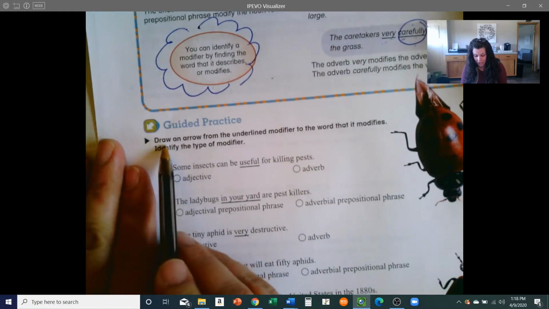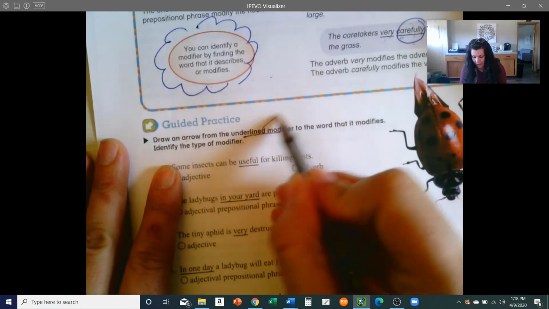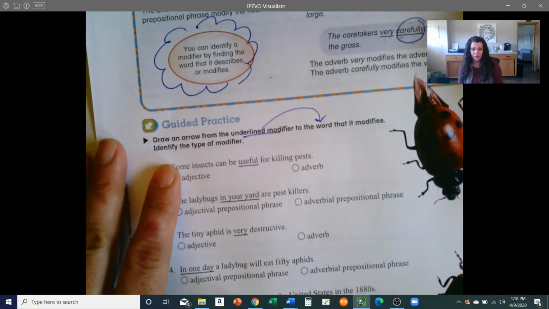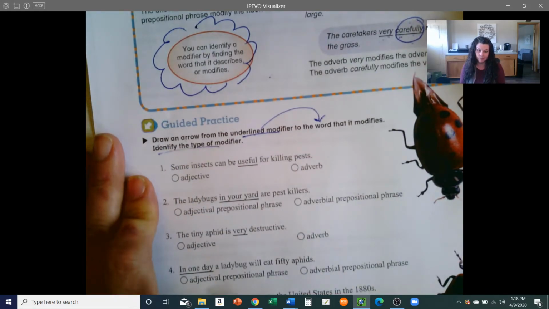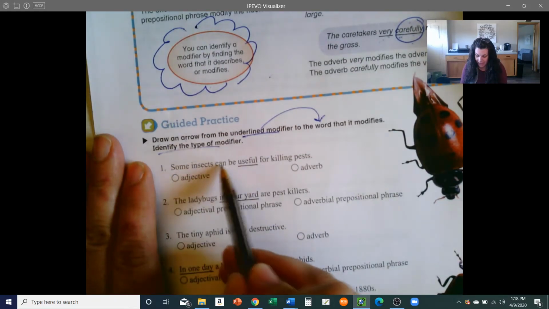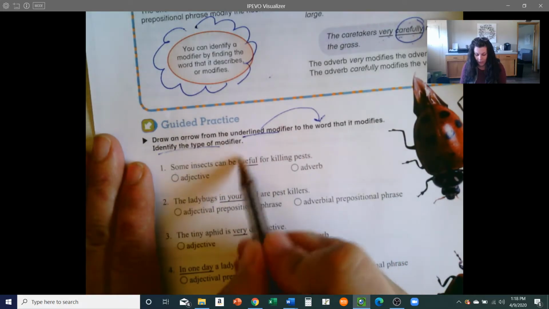Okay, we have 2 jobs to do. Draw an arrow from the underlined modifier to the word that it modifies, and then identify the type of modifier. So some insects can be useful for killing pests. What are useful?